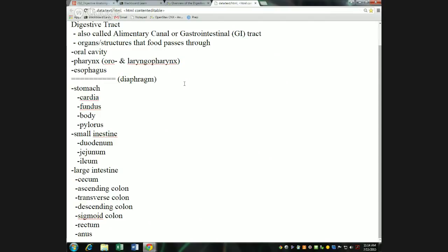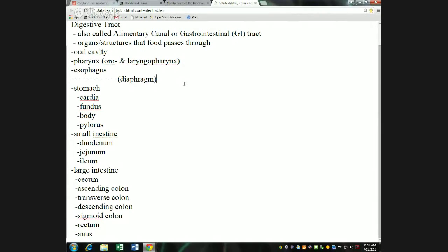The diaphragm is the border, the wall between the thoracic and the abdominal cavity. So the lower digestive tract is everything in the abdominal cavity. Okay. Also, there's a very abrupt change in the mucosal lining of the digestive tract at that point.